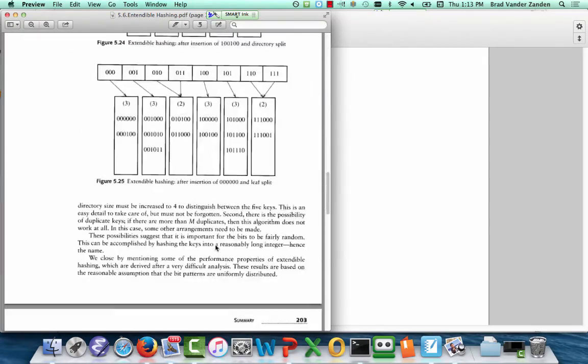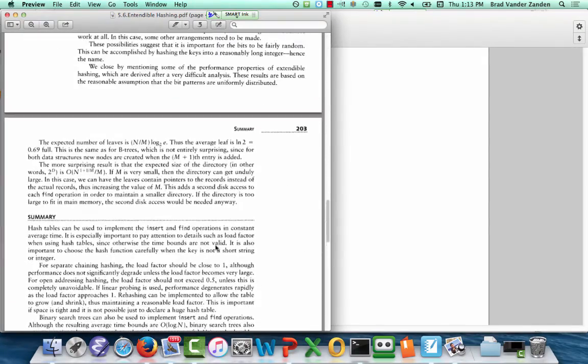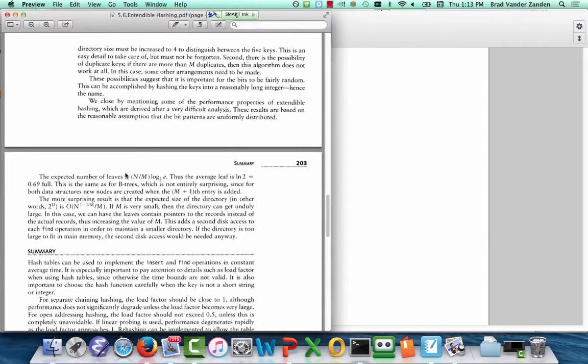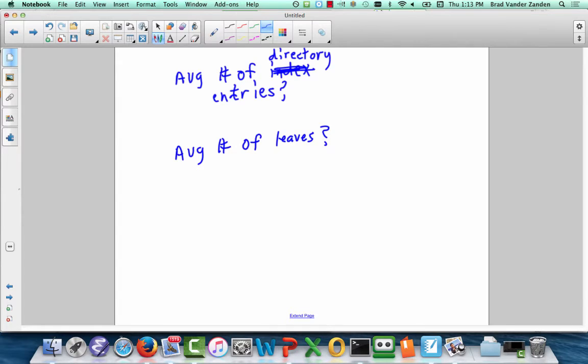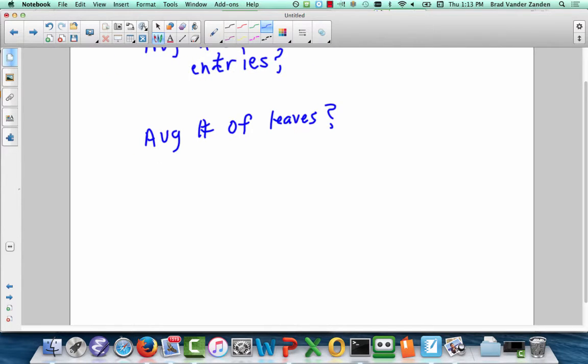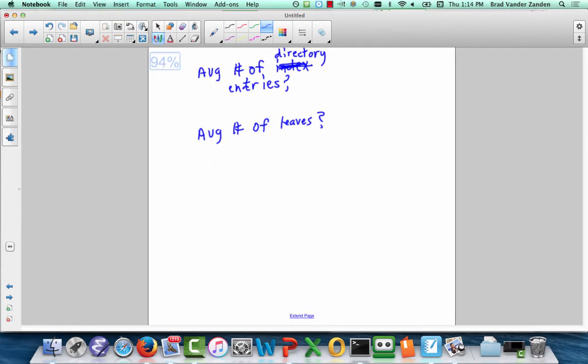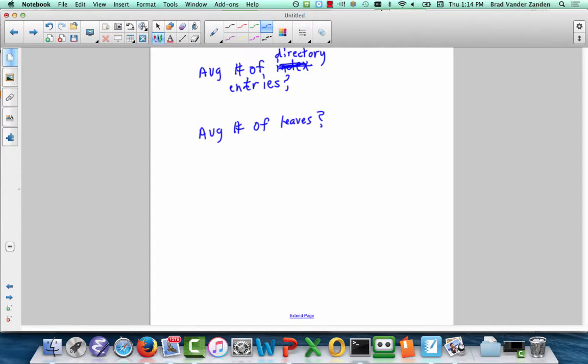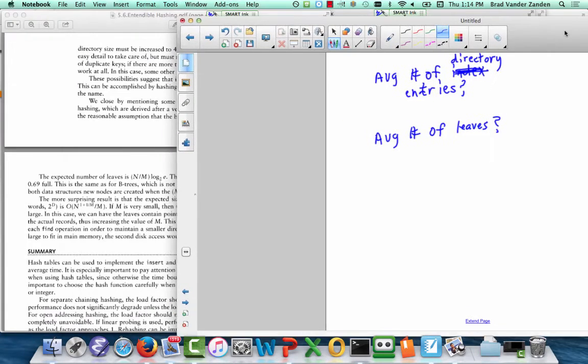But let's see where it is here. Okay, so the expected number of leaves, if you have, whoops, oh, I never knew I could do that. That's cute. Huh. Okay, you learn something new every day.